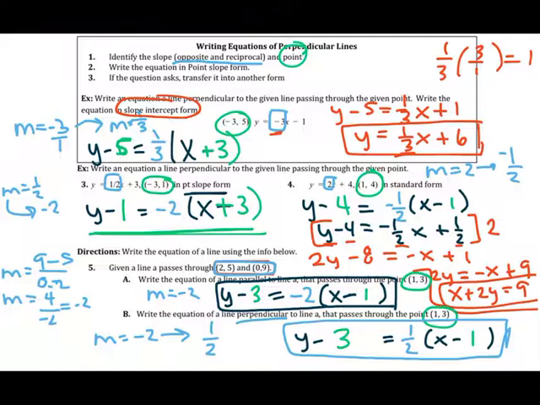Perpendicular lines, identify the slope from the two points or the line they gave you, change the sign and take the reciprocal. That gives you your perpendicular slope. Plug that slope and the point that they give you into point-slope form and change forms as needed.